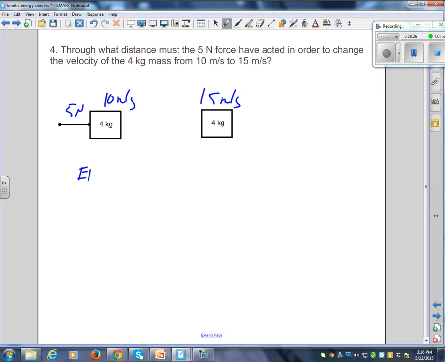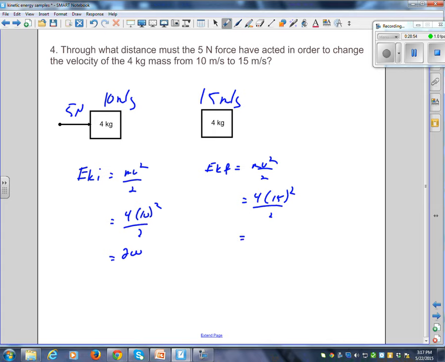EKI is mV squared over 2. I'll put 4, so that's going to be 4 times 10 squared over 2, which is 200, right? The final is also mV squared over 2: 4 times 15 squared all over 2. 15 squared is 225, times 2 is 450, right?